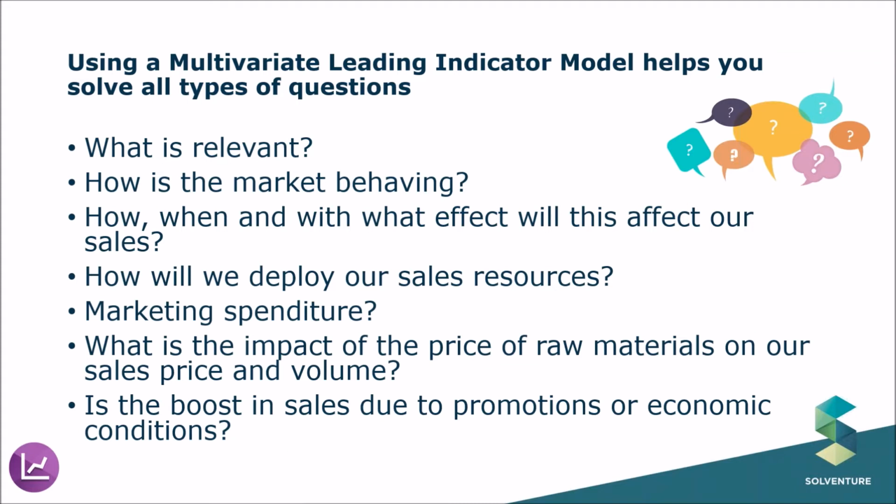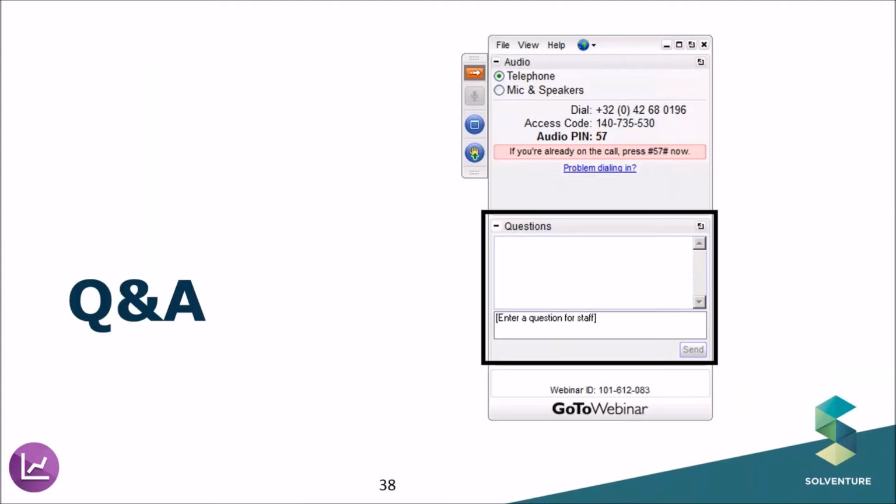So all these types of questions can typically be more accurately answered if you have better insight coming from this type of multivariate leading indicator model. And that's what we have prepared. On the one hand, explaining the approach, on the other hand, showing a real-life example. And now we will open up for questions, and I will hand the word back to Deborah.